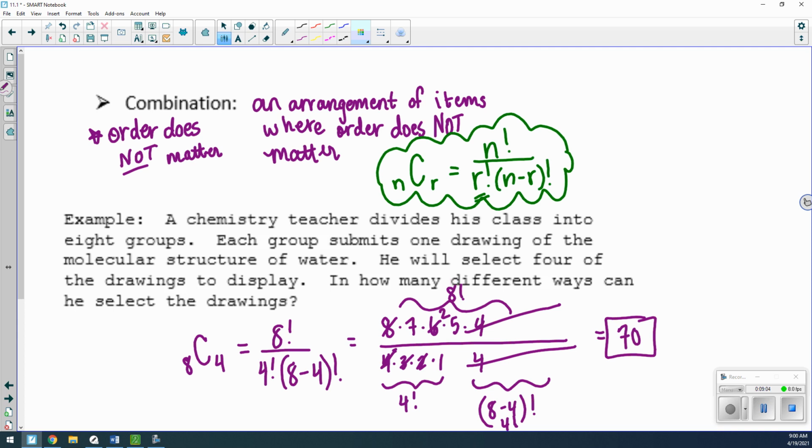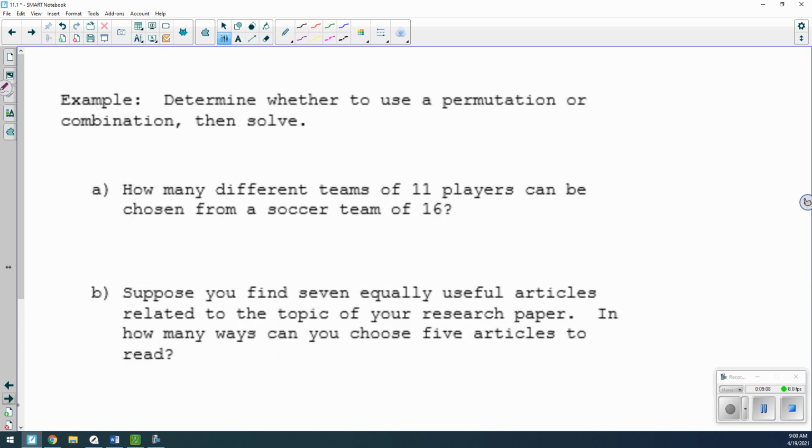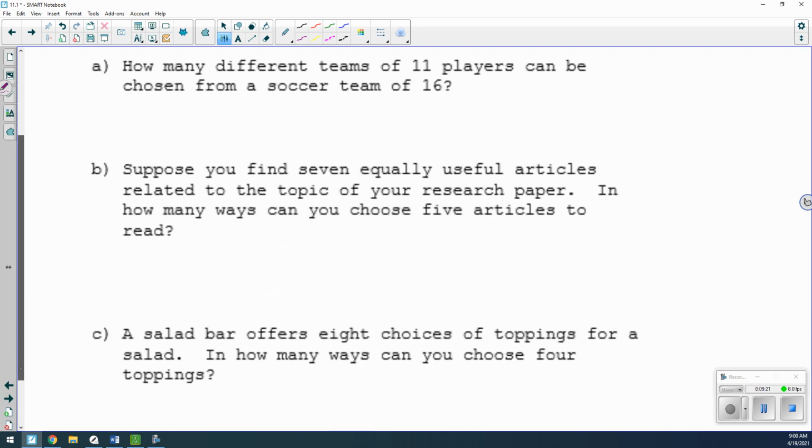All right, in this next example, I give you 4 scenarios, and I'd like you to think about whether each one of these would be a permutation or a combination. So determine whether to use a permutation or a combination, and then solve. I'd like you to pause the video and do those, and then we'll go over the answers tomorrow.